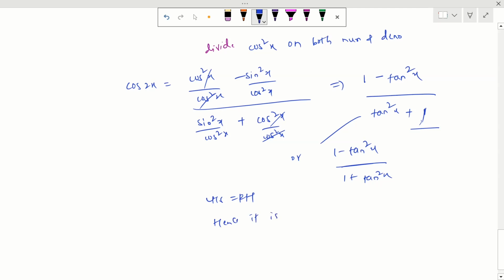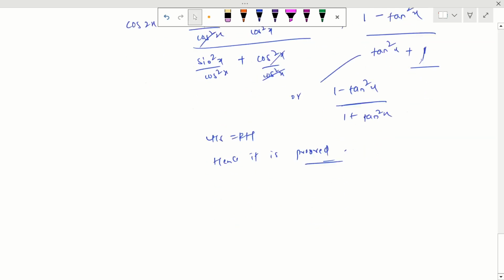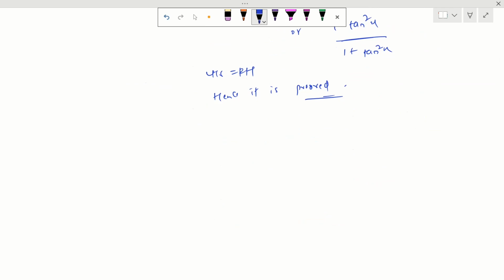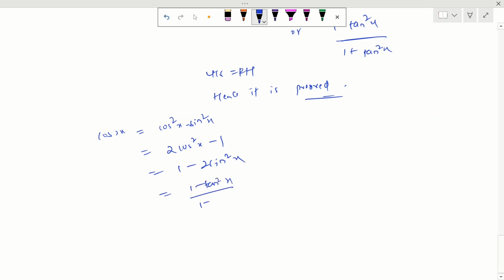Hence it is proved. Understood? So totally we have four formulas that we have derived: cos 2x is equal to cos square x minus sin square x, also cos 2x is equal to 2 cos square x minus 1, and also it is equal to 1 minus 2 sin square x, and also it is (1 minus tan square x) divided by (1 plus tan square x). All four derivations you have derived for cos 2x.